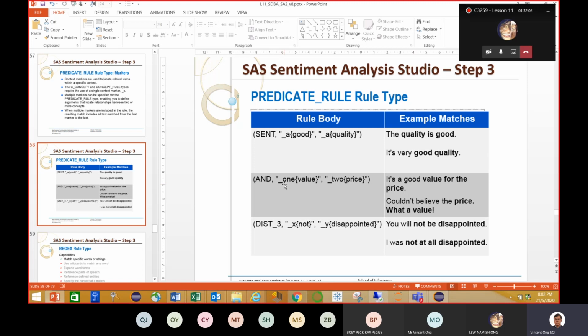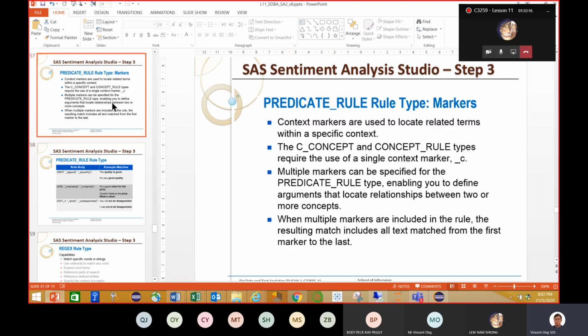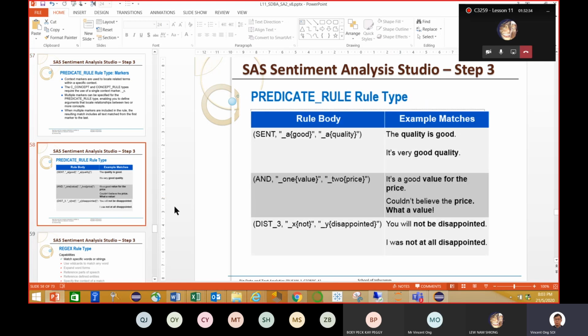Now, this underscore one, O N E, and underscore two, these are just the way to define a predicate rule, all right? Because a predicate rule can be anything. You can just put any alphabets basically, all right? Or not just one alphabet, you can use more than one alphabet like this one, right? Three alphabets.